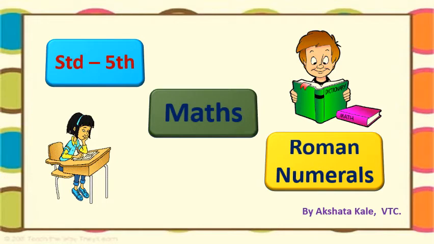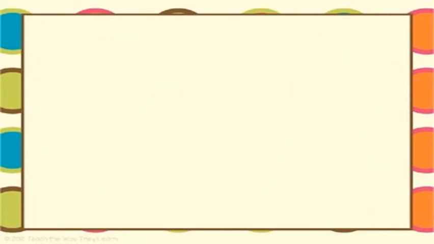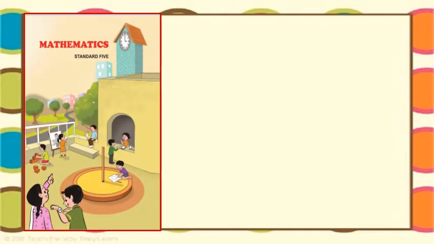Now first we will see this year's textbook. See the front page of the mathematics textbook of standard 5. So beautiful cover. There we can see so many students doing different types of activities. Right? They are very happy. We can see the happiness on their face, like you people.